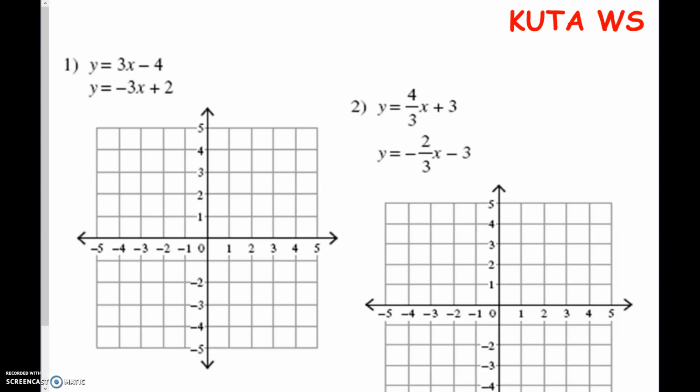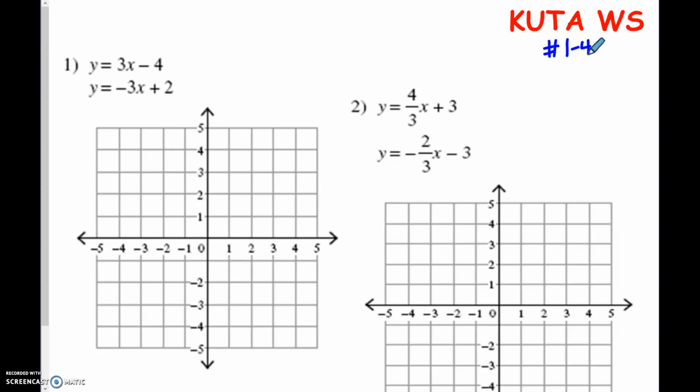Today we are going to correct the worksheet, numbers 1 through 4. You were assigned numbers 1 through 4, graphing to solve the system of equations. A system of equations means we have two or more equations, and we're going to find out where they have a point or a solution in common.